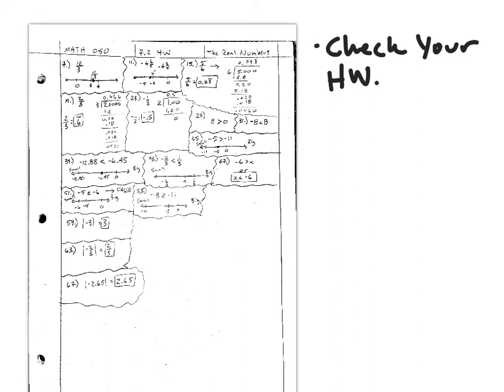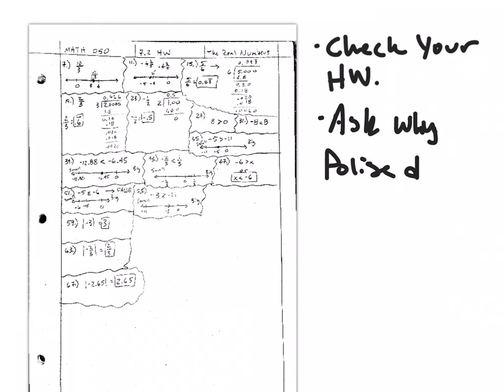So the question is, when you're looking at this, let's say you watch the video, you get your homework out, and you look at number 7, and you say, okay, 10/3. How did he know to put 10/3 between 3 and 4? You should be asking questions. Ask why he did what he did.